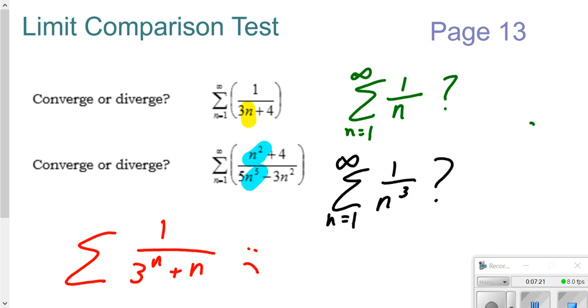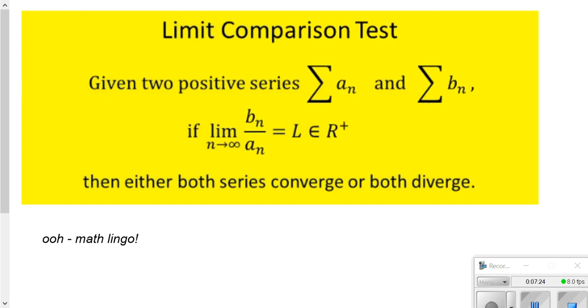So here is a test that I actually love. I arm wrestled Covey to be the person who got to do this video because I like limit comparison test that much. I think he let me win the arm wrestling.